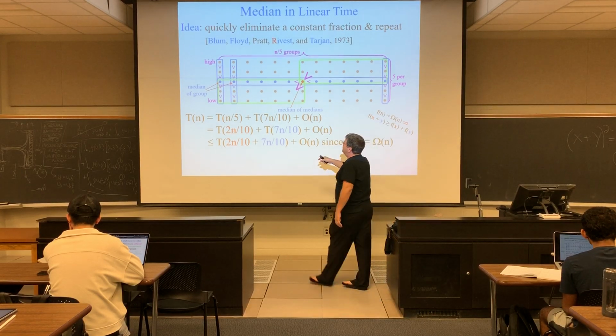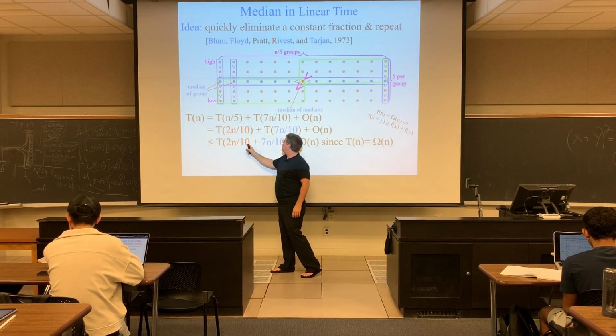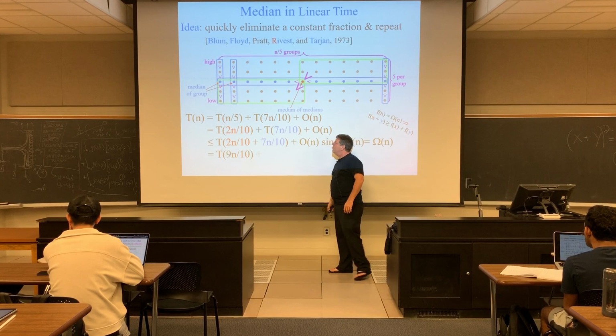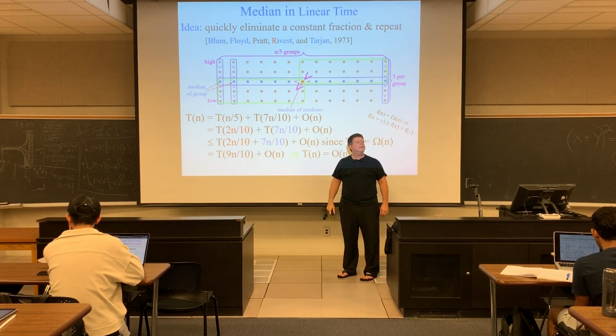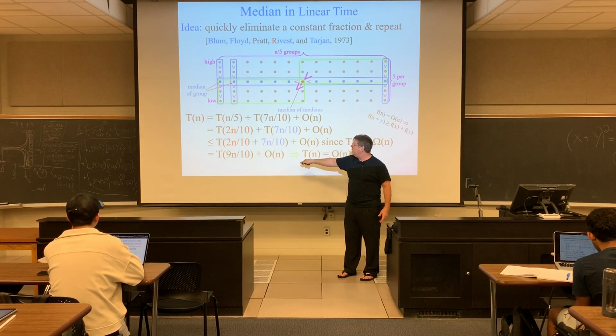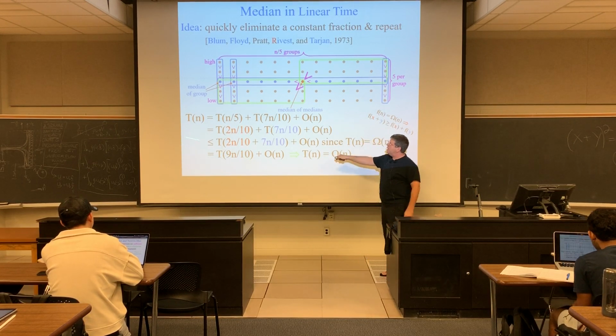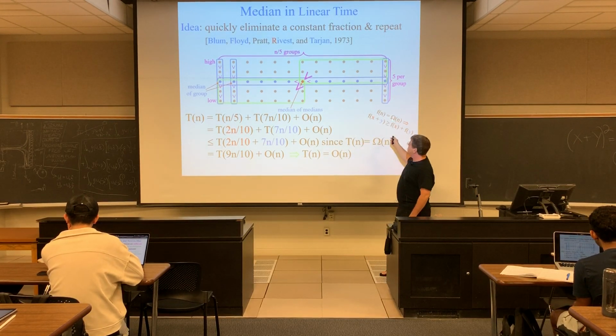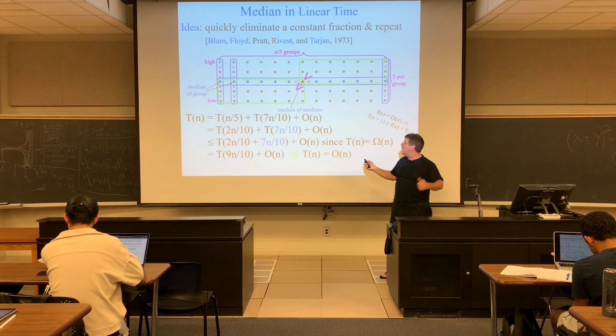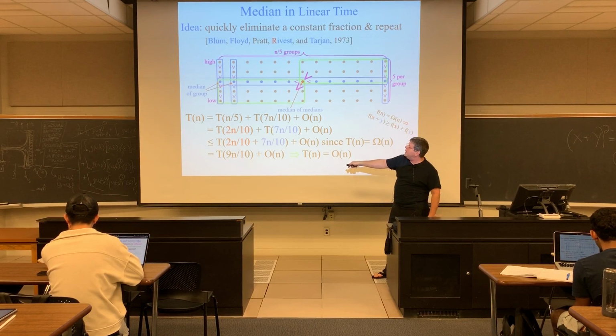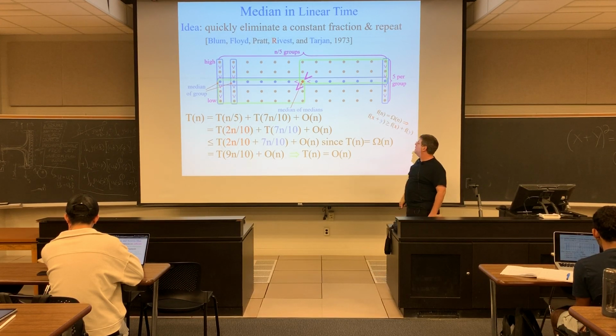Now you see why I put it over a common denominator, because 2/10 n and 7/10 n is 9/10 n. Here I just added these two, I didn't do anything else. So this is larger than that by this kind of reasoning. You get a discount. The rest is the same. So now we have T of n is T of 9/10 n plus linear.